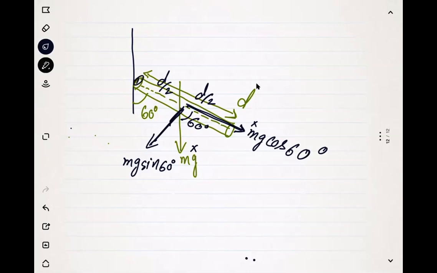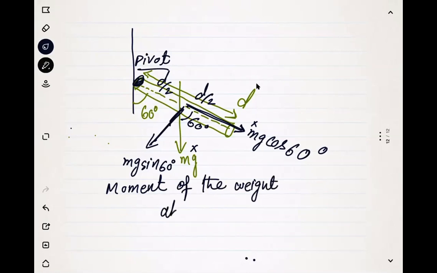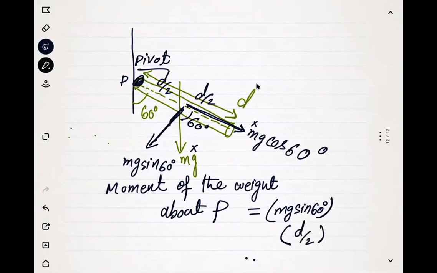So moment of weight about the pivot, this is the point which is pivot. So the moment of the weight about P will become mg sine of 60. Use the component that is perpendicular and multiply it. Mg sine of 60 should be multiplied with d by 2 to calculate the moment of the weight. Now this was the moment of the weight about point P.